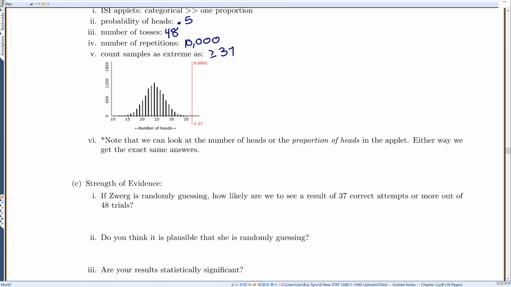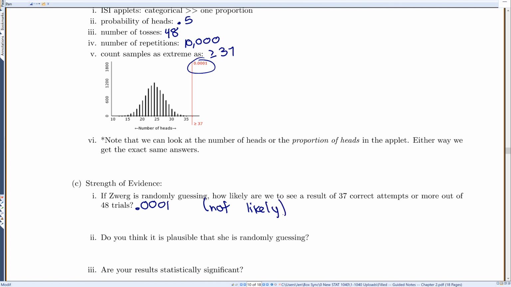Now let's look at our strength of evidence. If Zwerg is randomly guessing, how likely are we to see a result of 37 correct attempts or more out of 48 trials? Well, the probability that we found was only 0.0001. So not likely at all.